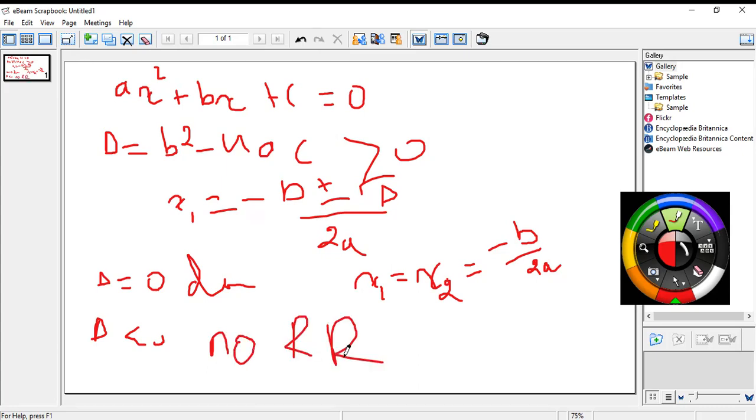For me, I can understand. So it's no real roots. So this is the general part. Now I know that 1 is a root and 2 is a root. How am I going to go back to find what the original quadratic equation was?